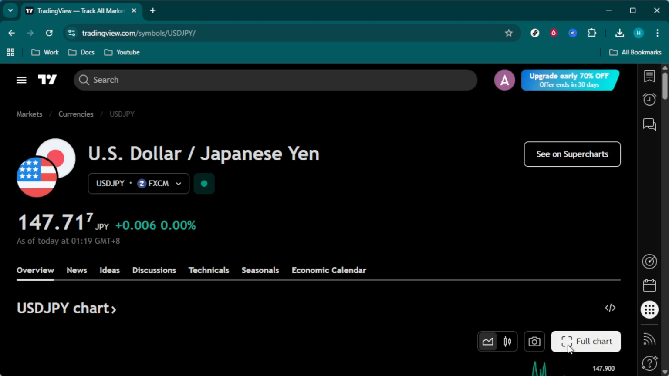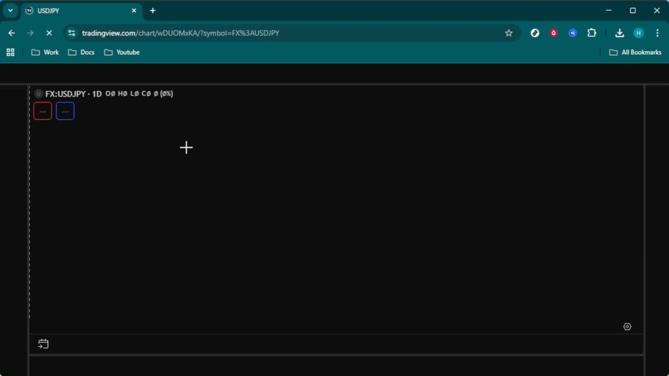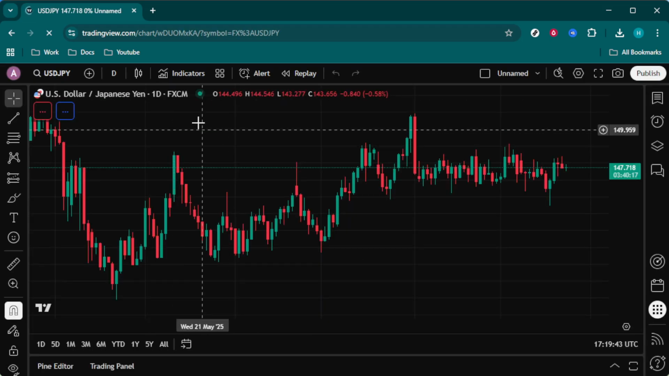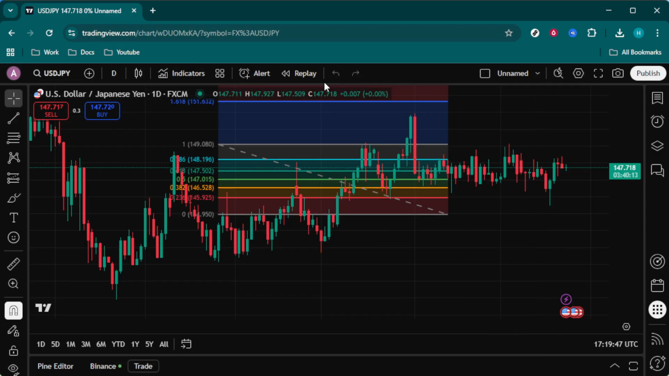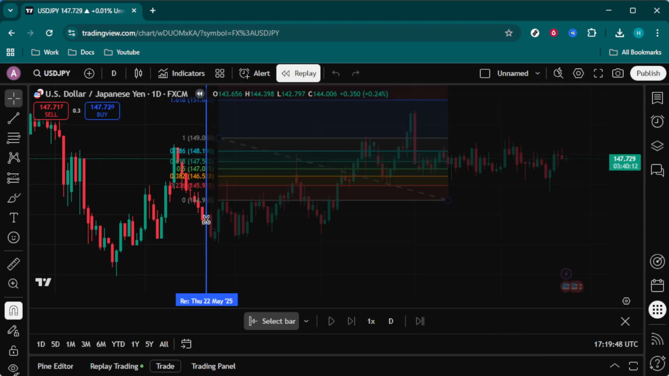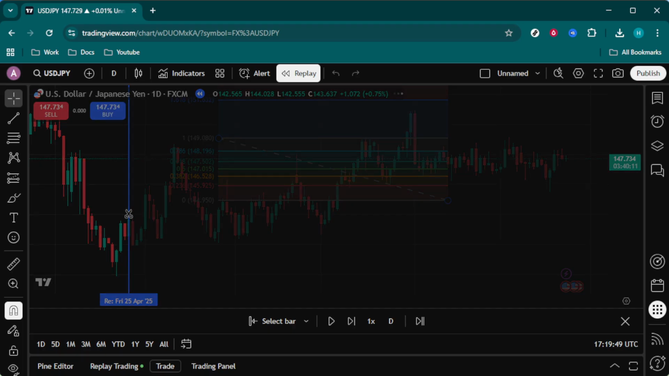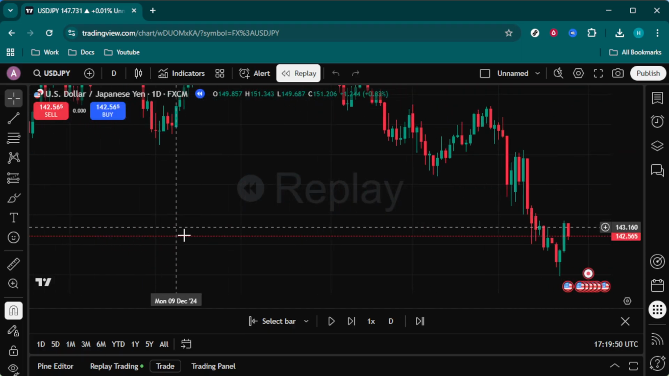Here, you're free to add indicators. Indicators are an essential part of technical analysis and can significantly enhance your trading strategies by providing insights into market trends. Additionally, you can use the replay feature. This is particularly useful when you want to backtest a trading strategy by going through historical data. It's like rewinding the markets and watching it play out again to test your ideas.